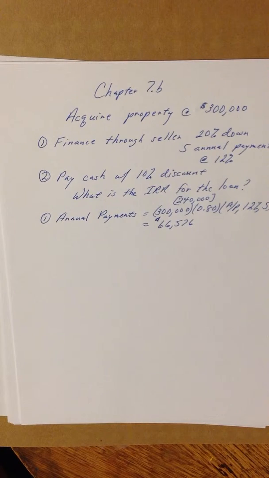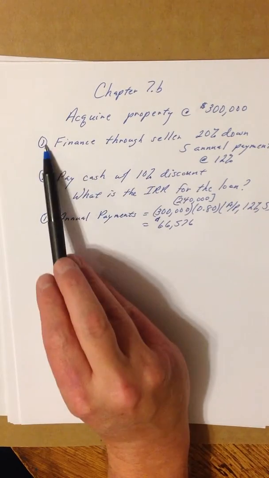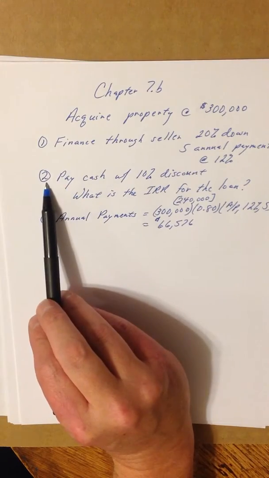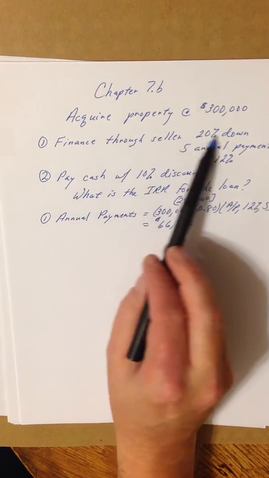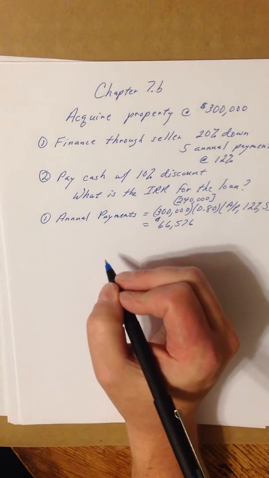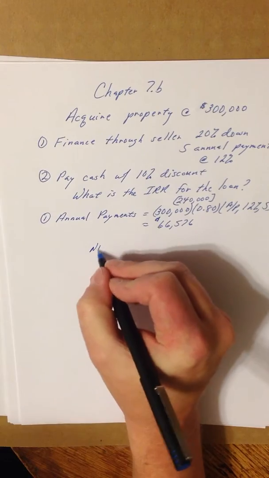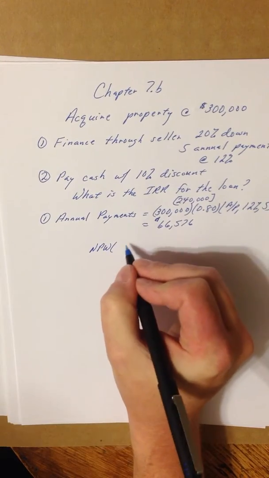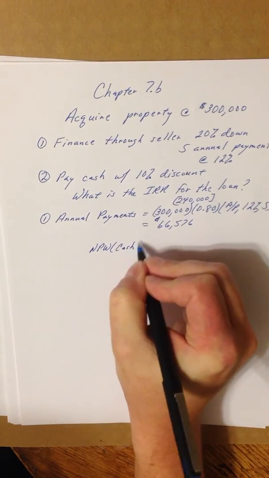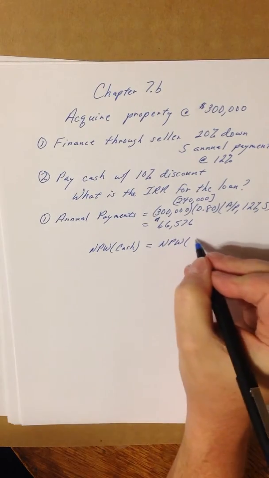So how do we actually compare the two? Well, remember, option 1 and option 2 were equivalent. So the equivalent price of this loan is equivalent to the price that we pay in the cash down. So what we can do is say the net present worth of cash is equal to the net present worth of the finance.